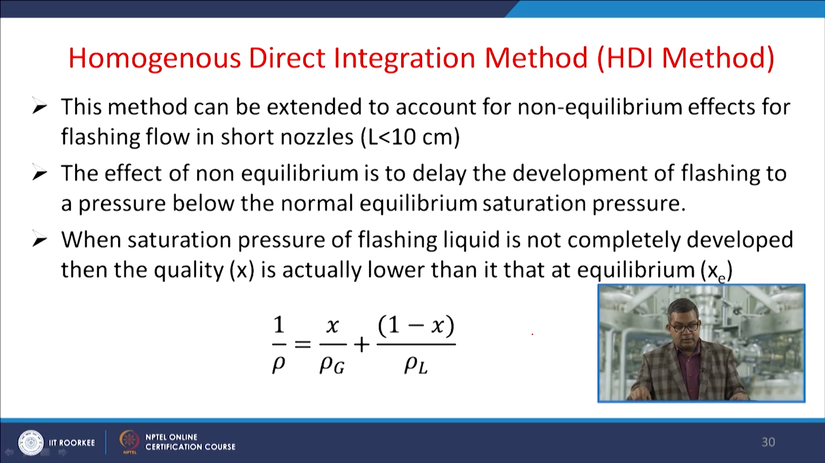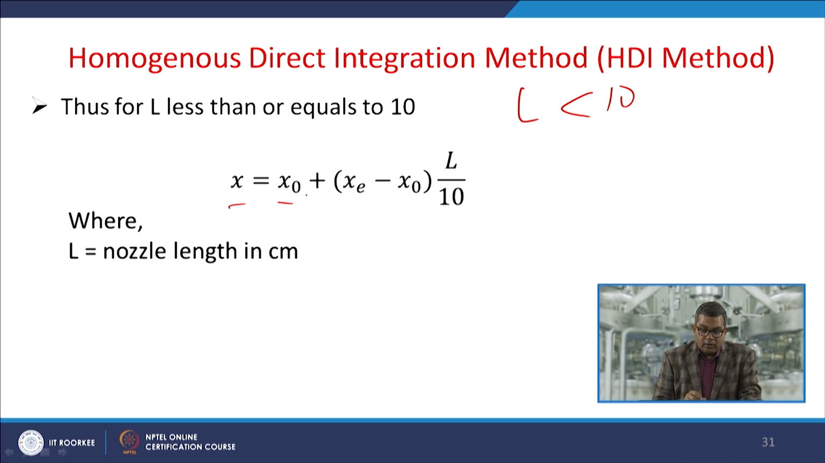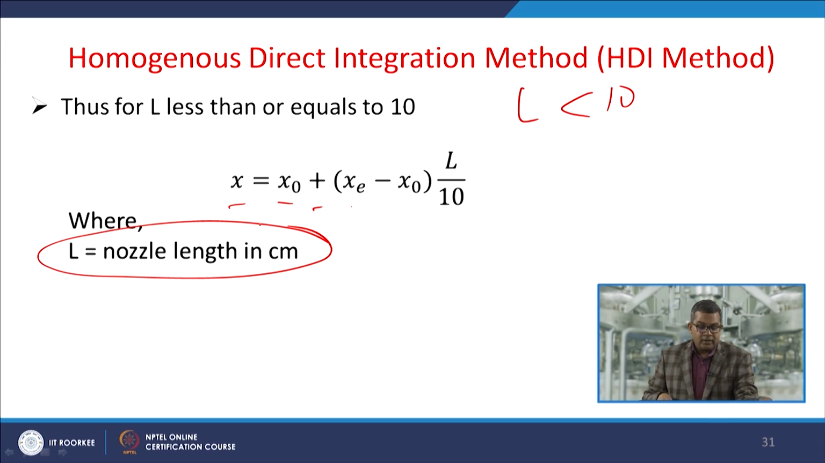So we can represent this aspect by the following equation, that is 1 upon rho is equal to x upon rho g plus 1 minus x upon rho L. So if we take that L is less than 10, then x is equal to x naught plus xe minus x naught upon L upon 10, where L is the nozzle length in centimeter.